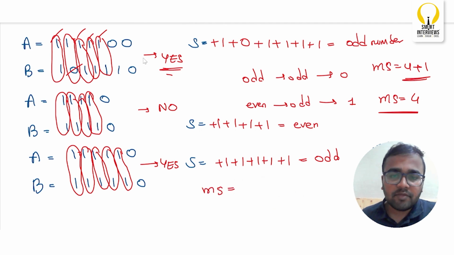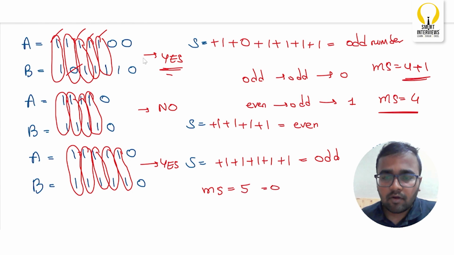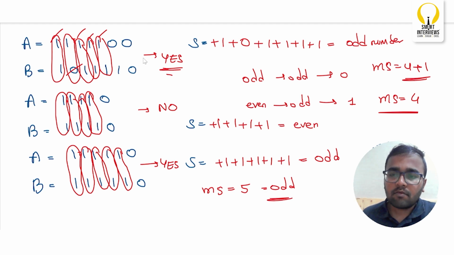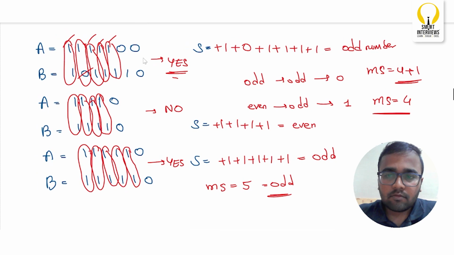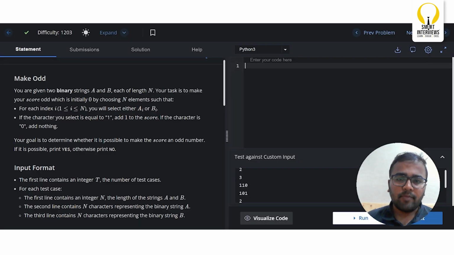Sorry, already the minimum sum is 5, which is odd. So since it is already odd, it is yes. So this is all about the solution. The main catch is the minimum sum and such cases. Let us move to the coding part.